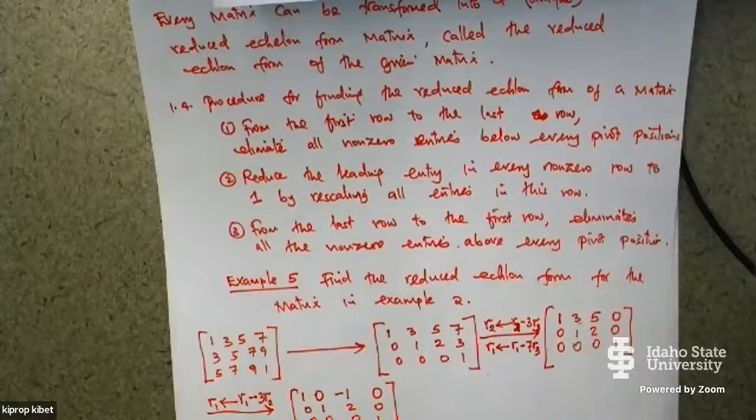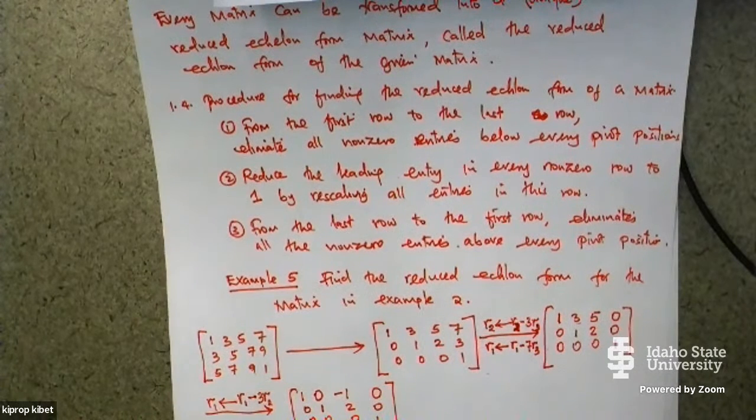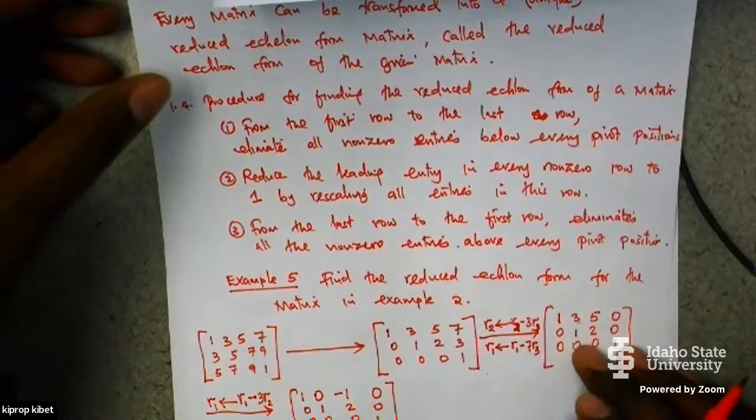So this is now the reduced echelon form. Any question up to step number 3? Okay.